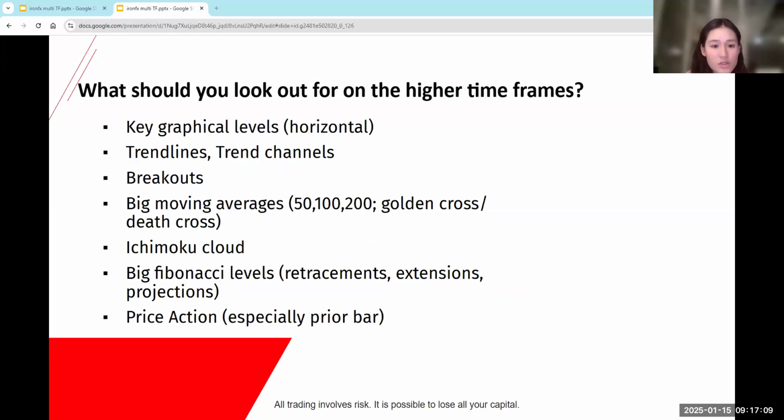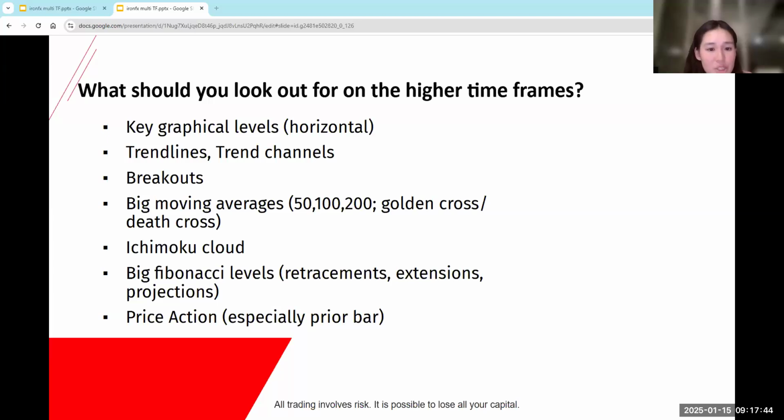Okay, so what should you look out for on the higher time frames? Firstly, key graphical levels. Those are the levels we talked about: the horizontal levels, support, resistance levels, trend lines, trend channels, breakouts. Big moving averages like your 50, 100, 200, golden cross and death cross, your Ichimoku cloud, big Fibonacci levels like your retracements, extensions, and projections, and price action, especially the prior bar.